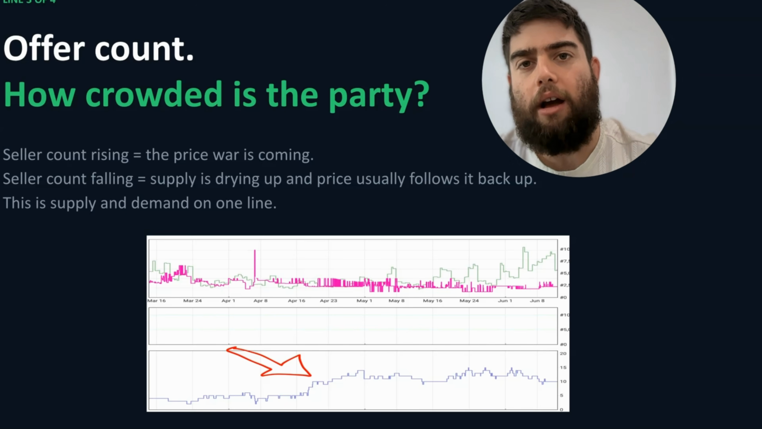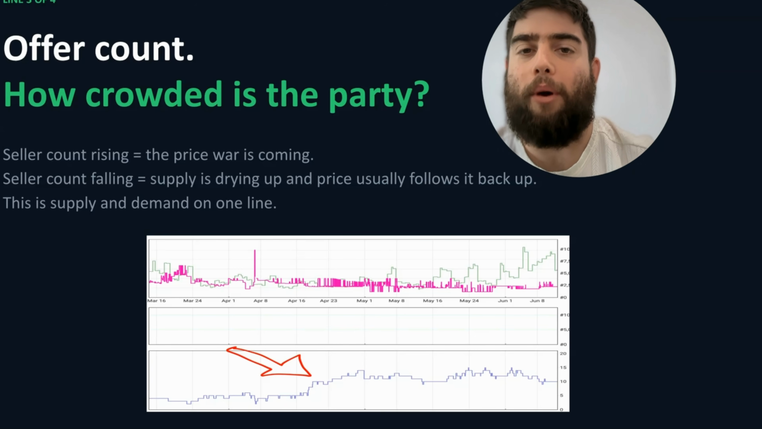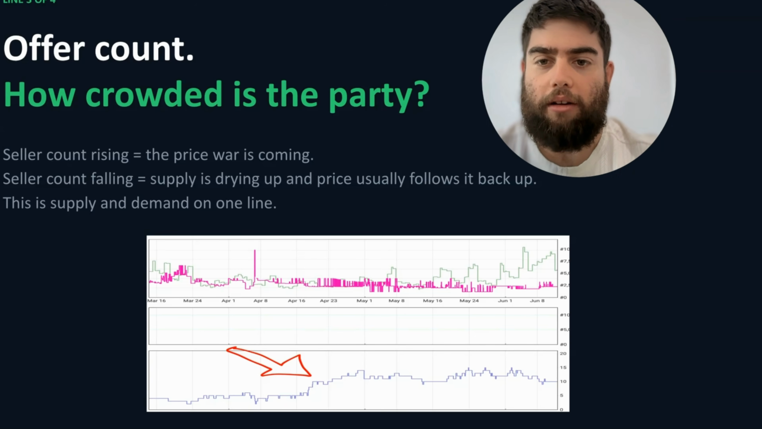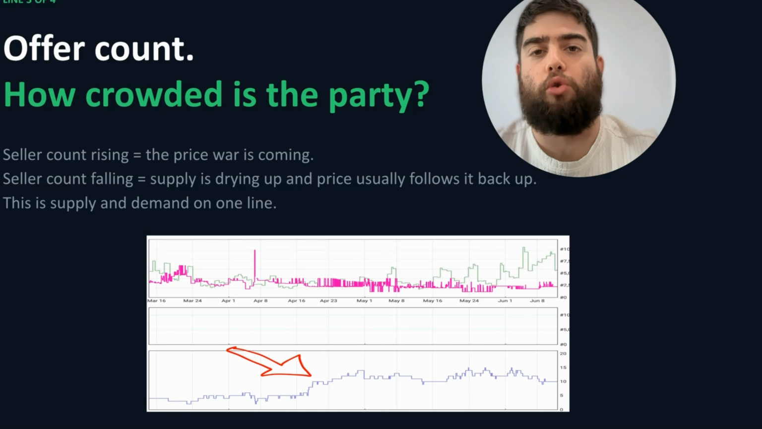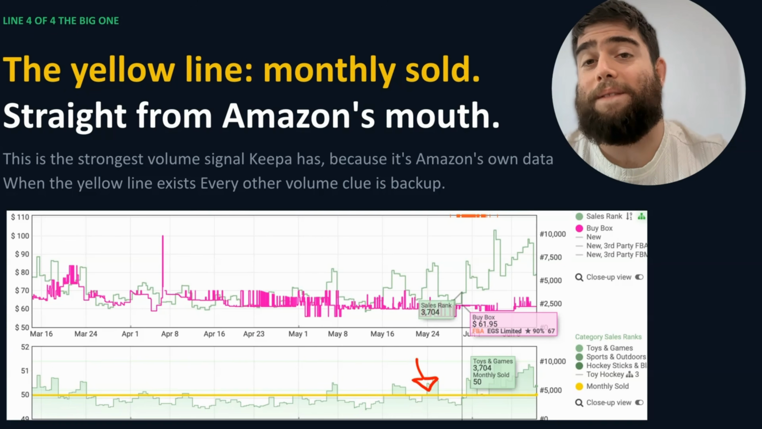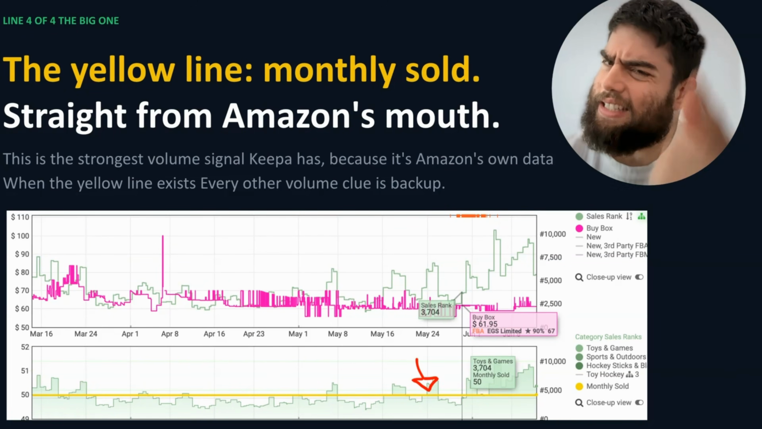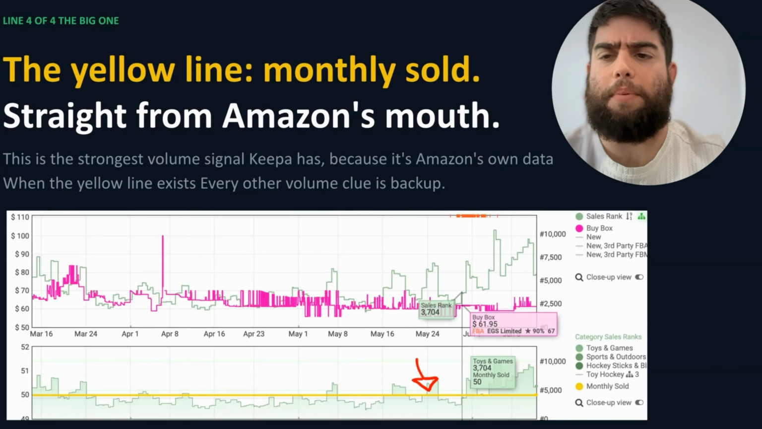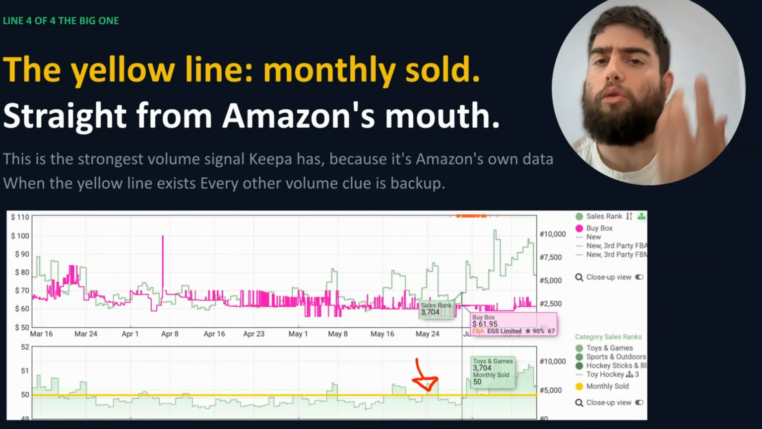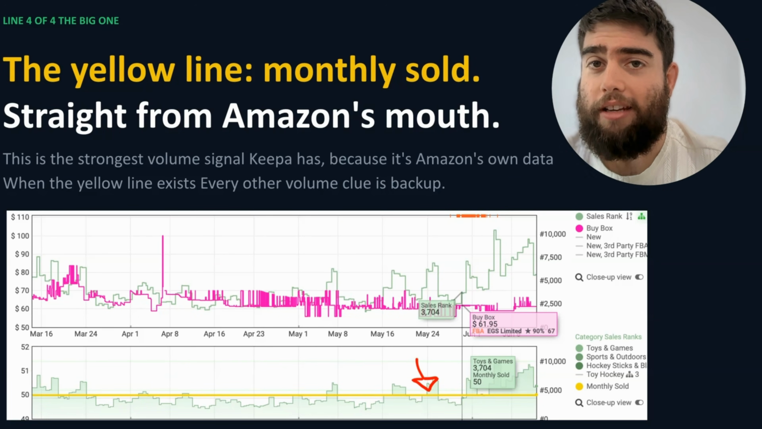As seller count goes down, there's more opportunity for the price to go up. Supply and demand, right? This is literally what we learn in school applied to Keepa. And one of my favorite lines is the yellow monthly sold line. So I mentioned the sales rank, right? The green line that goes up and down, and the more it moves, the more it sells. But the yellow line is fantastic.